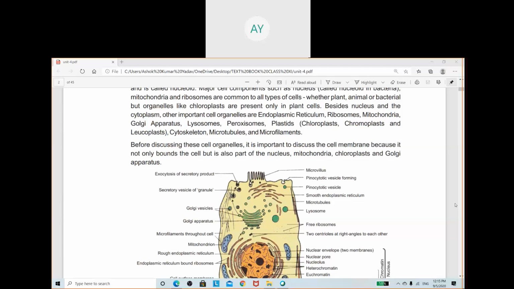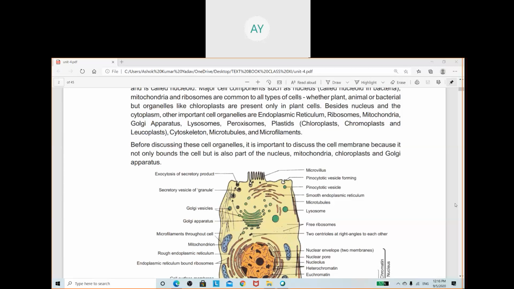Then you come to another type of liquid, the liquid inside the nucleus, that is nucleoplasm. And if we add the liquid inside the nucleus and the liquid outside the nucleus, between the nuclear membrane and the plasma membrane, then it is protoplasm. Means we add both liquids, the liquid inside the nucleus and the liquid outside the nucleus but inside the cell. That whole liquid is known as protoplasm.